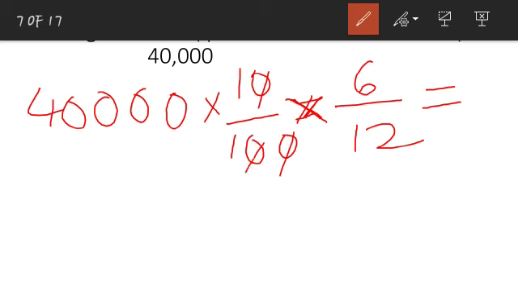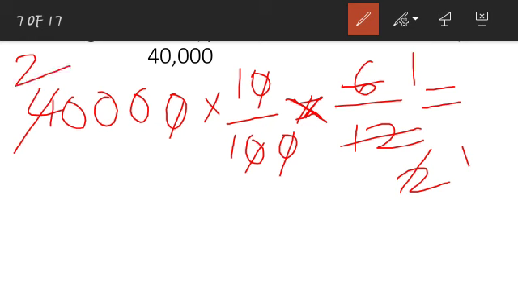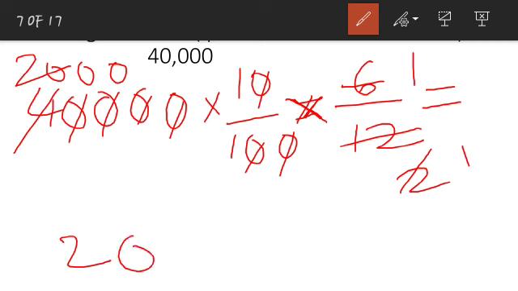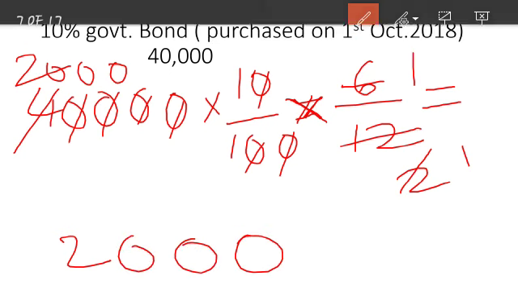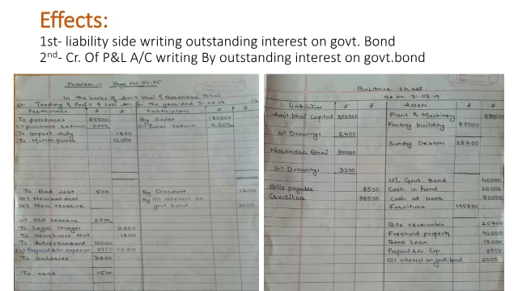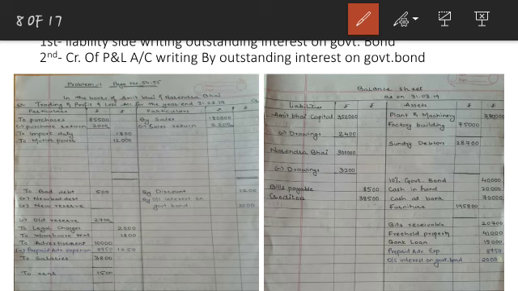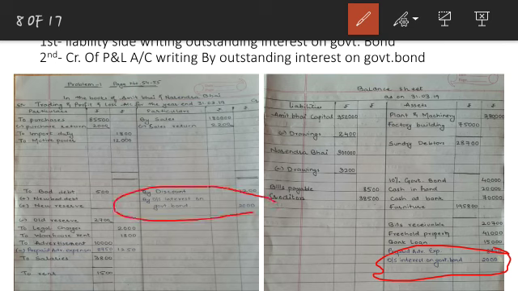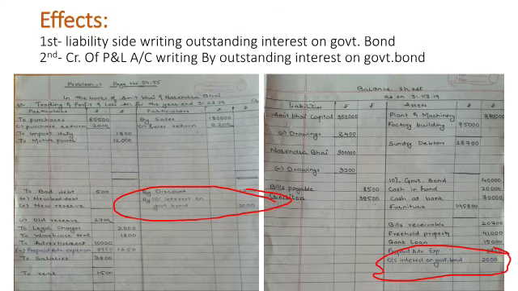So how much will you get? Cancel this 0, this 0. 6 ones are 6, 6 twos are 12, 2 ones are 2, 2 fours are 8, 0, 0, 0 comes up. So 2000 is your answer, means the interest on government bond is 2000 rupees. Now where to transfer it? The first effect, liability side, writing outstanding interest on government bond. See, I have written here 2000 rupees as outstanding interest on government bond, and it can be transferred to the credit of profit and loss account, by outstanding interest on government bond, 2000 rupees.